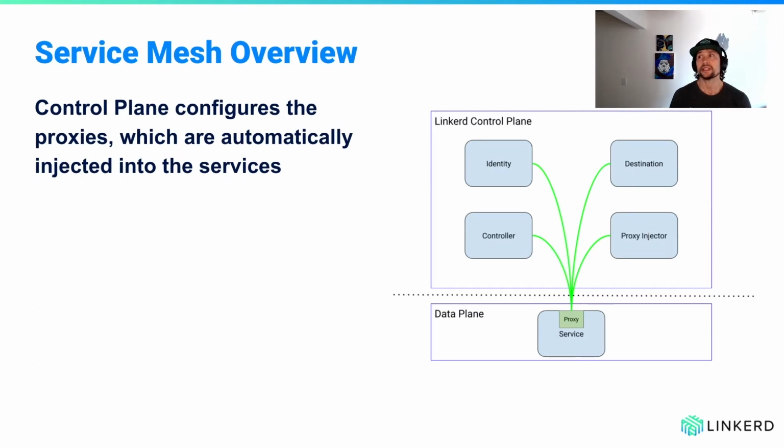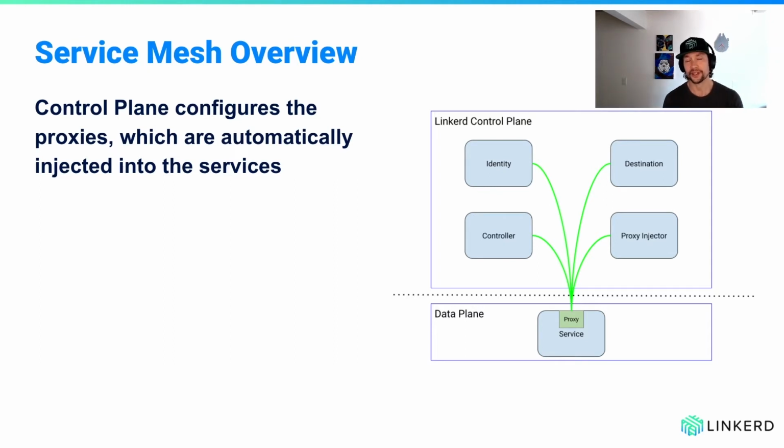The control plane is a finite set of components. And in the Linkerd control plane, we've got the identity service, the destination service, the proxy injector, which is the logic that will detect which workloads should have the proxies injected into them. And we've got the controller, which provides API endpoints. All of these components are used to configure a new proxy that is added to the data plane.